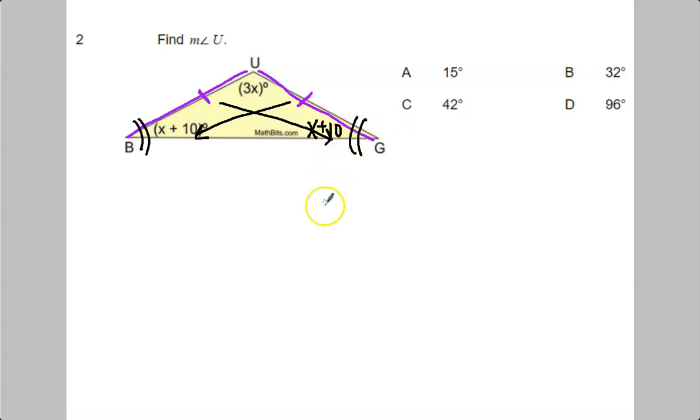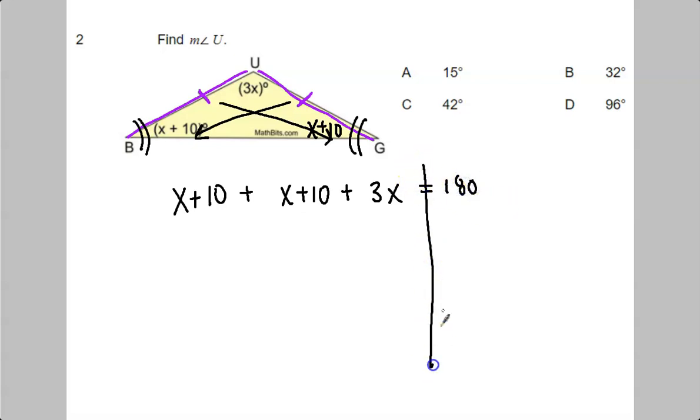And kind of relating back to the previous problem, we now have an angle measurement for all three angles. So all three angles would add up to 180. So we're going to add our base angle with our base angle. Angle U would be considered our vertex angle. But we're going to add these together. So x plus 10 plus x plus 10 plus 3x, and again, this is going to equal 180. We can simplify the left side, x plus 3x, so that's going to be 5x. 10 and 10 will be 20, and that's equal to 180.